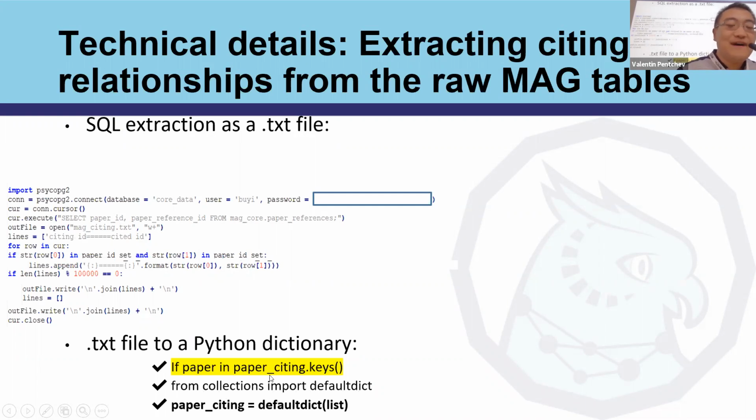That is because if I run the sentence like "if paper in dictionary keys", that will take a very long time to examine whether a specific value is in the Python dictionary. To this end, I just use "from collections import defaultdict". If I use that package, then I will not need to examine whether a specific value exists in the Python dictionary. To use that, I just use the old one, which is paper citing, defined as the new defaultdict. So essentially, it's a list.